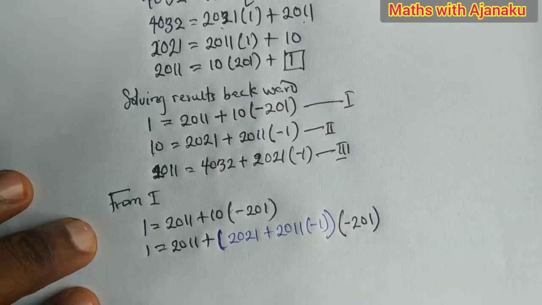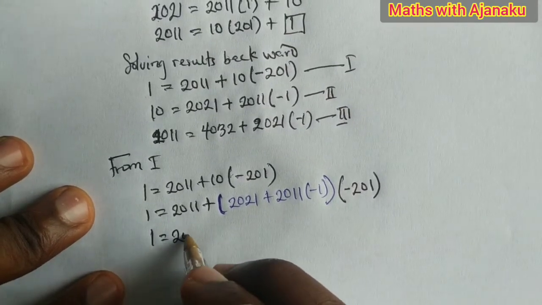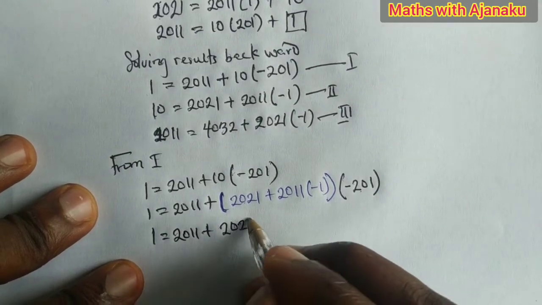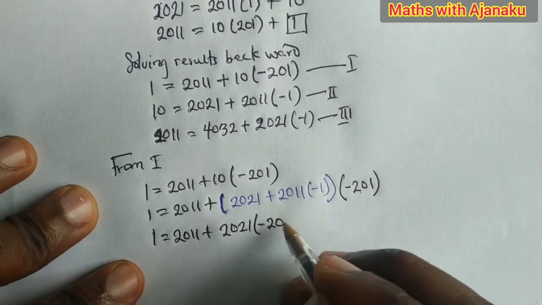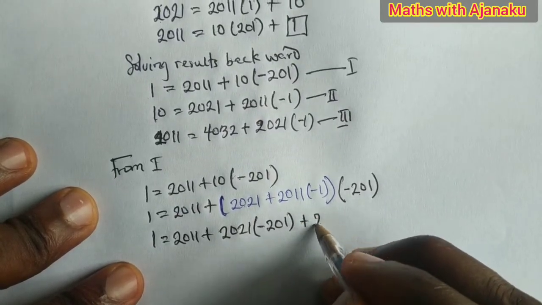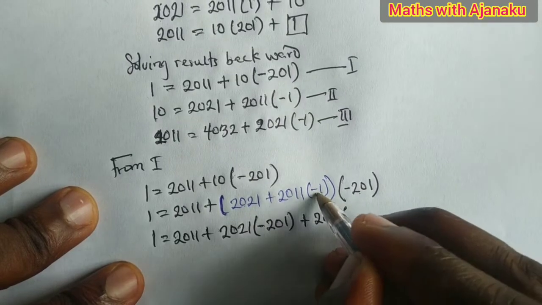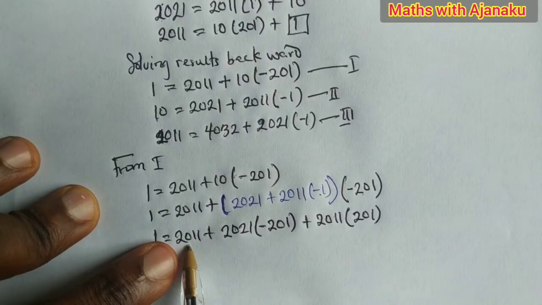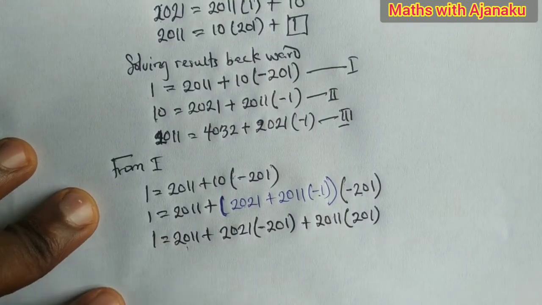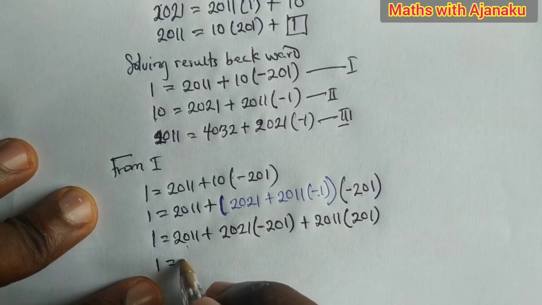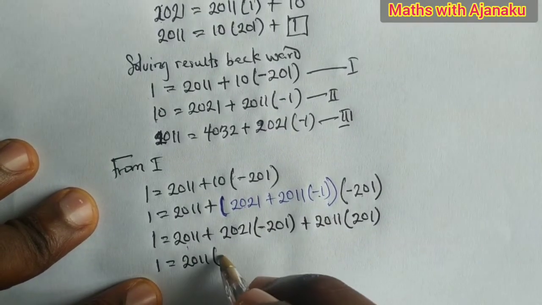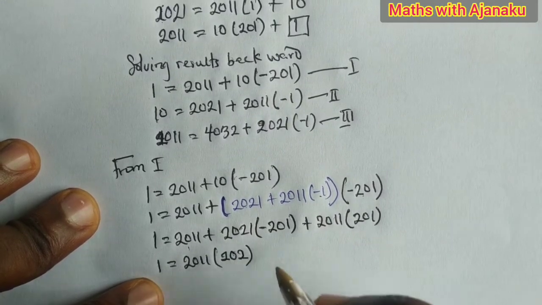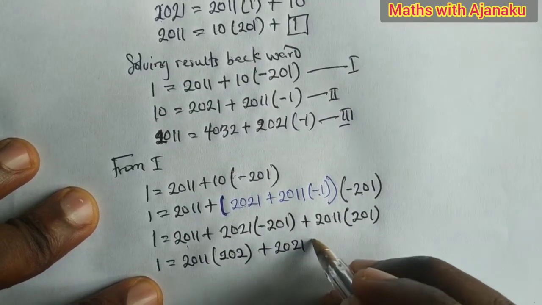Opening this bracket, I get 1 equal to 2011 plus, when this multiplies this, I get 2021 into bracket minus 201 plus 2011 into bracket. This times this will be plus 201. Then this is 2011, this is 2011, so we can add them together. That's 2011 into bracket 202 plus 2021 into bracket minus 201.